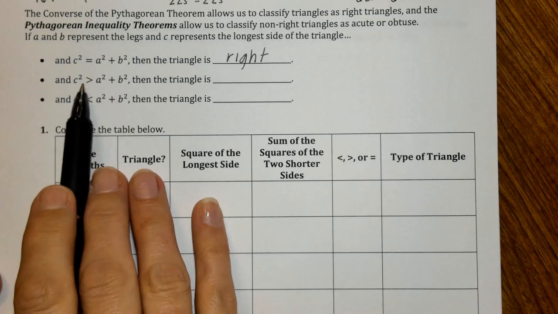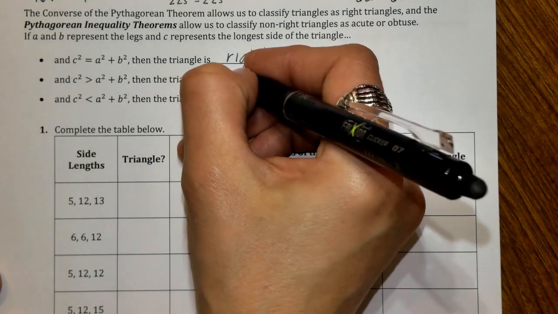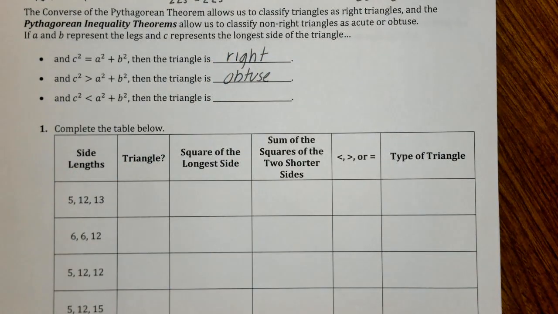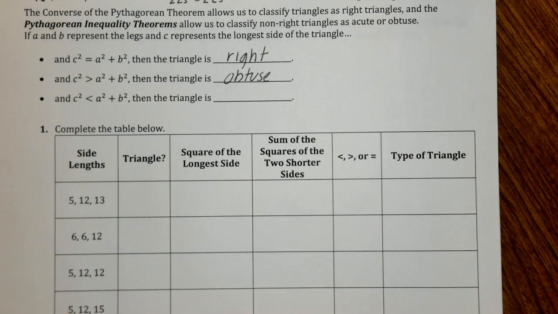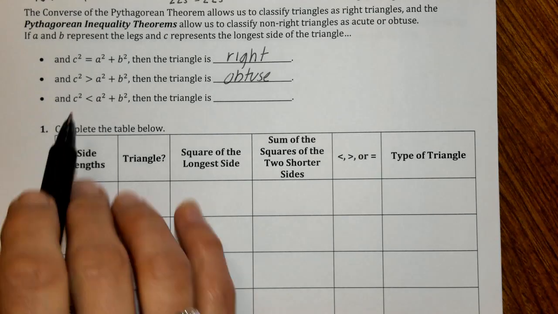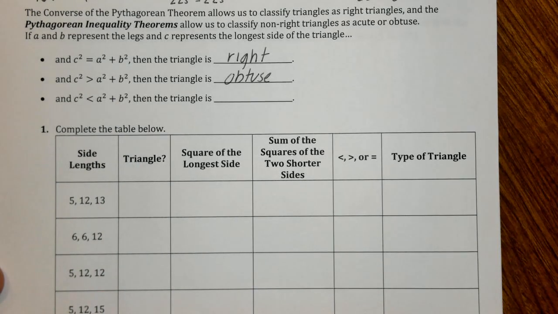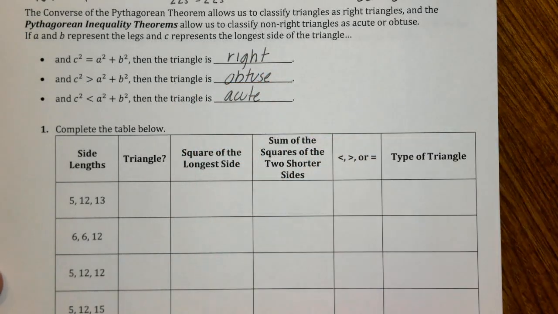The way I state this and the way I help students remember, it's very important that c squared goes first. If c squared is greater than a squared plus b squared, then the triangle is obtuse. If c squared is bigger than, then your angle is going to be greater than 90 degrees, so it'll be obtuse. And if c squared is less than a squared plus b squared, then your angle is going to be smaller than 90 degrees, giving you an acute triangle.